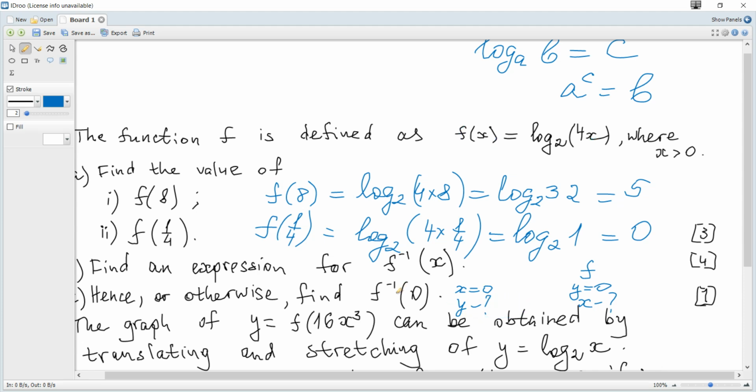And also remember that domain and range interchange each other if we talk about a function and its inverse. You can see that x is greater than 0, it's what? It's the domain for the usual function, and it becomes the range, y is greater than 0, for the inverse.